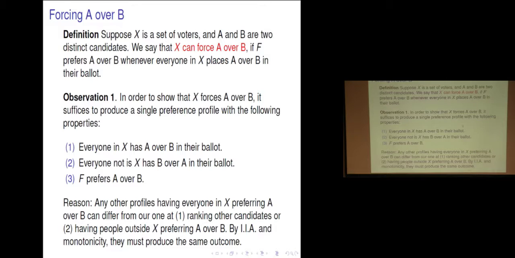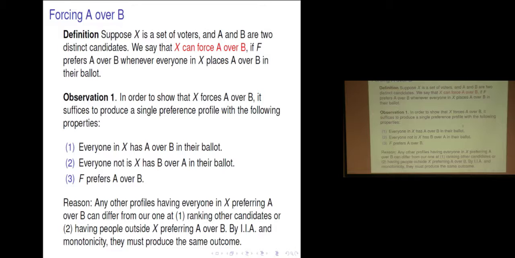So therefore, we only need to consider this. The other situation is, here he assumed 2 holes. So everyone not in X is against us. For 1 there is no choice, because to verify its forces, everybody in X has to put A over B. So we don't have any freedom for 1. We don't have any freedom for 3. But for 2, maybe somebody else sympathizes, and maybe outside X there are people who put A over B.